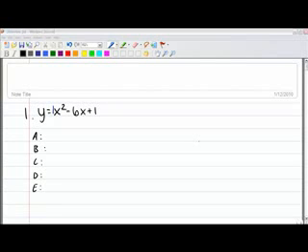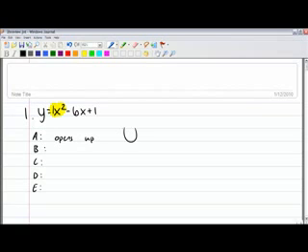Alright, problem number 1, part A. Tell whether the graph of the function opens up or down. Because the number in front of the x squared term is positive, so 1, this thing opens up. So its basic shape looks like this.